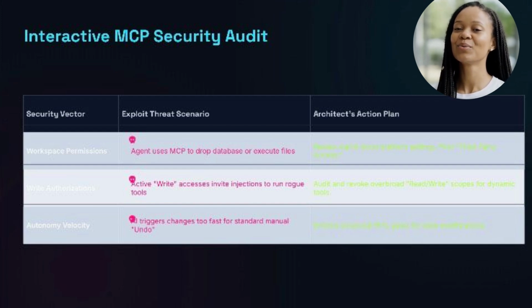Second vector, write authorizations. Identify any tool with read-write access. If it doesn't strictly require write to function, downgrade it to read-only right now. Third vector, autonomy velocity. If the tool acts so fast that you can't click undo before a state change propagates, you need to enforce a structural human-in-the-loop gate immediately.